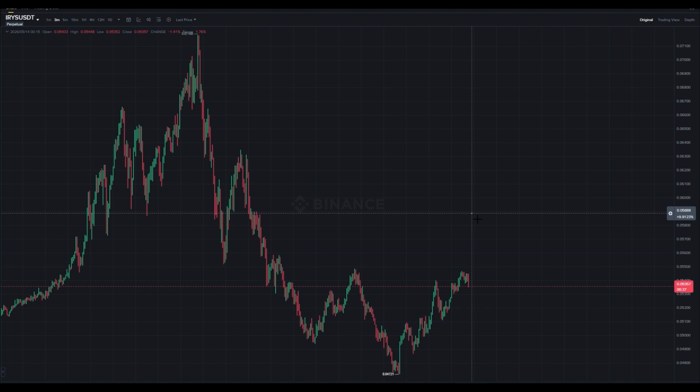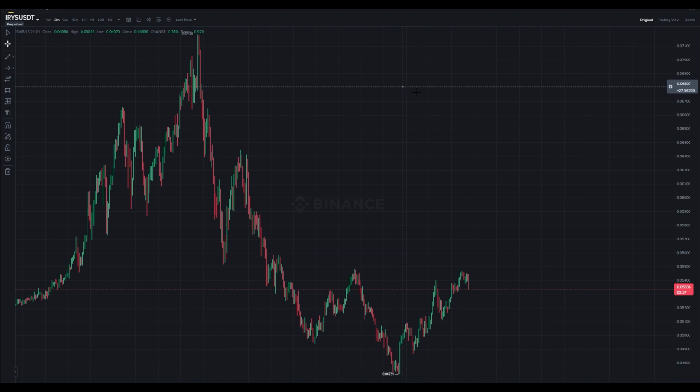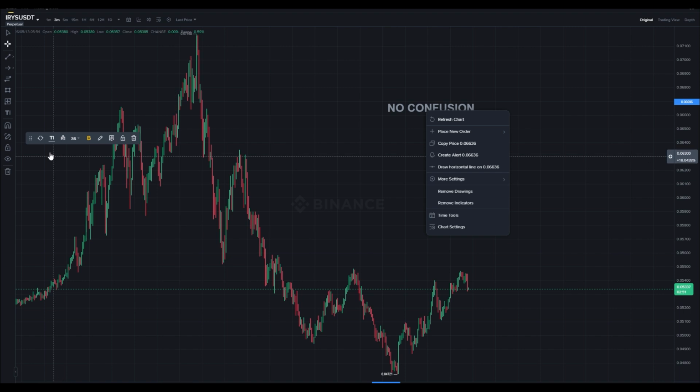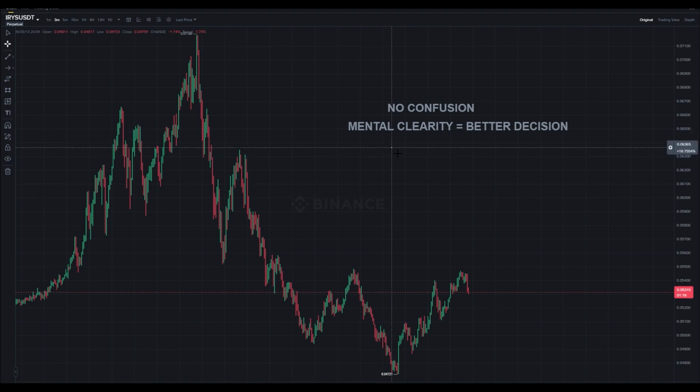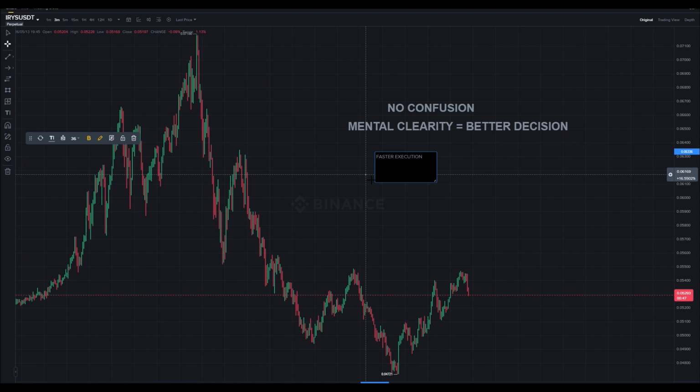Why do 90% of traders lose money with too many indicators? The things are obvious. Let me show you the obvious things that I noticed. The first one, I literally don't feel any confusion. The second thing I noticed, better decisions. And the third thing I noticed was faster execution. No second guesses, no five different signals. You see the setup, you take the trade.